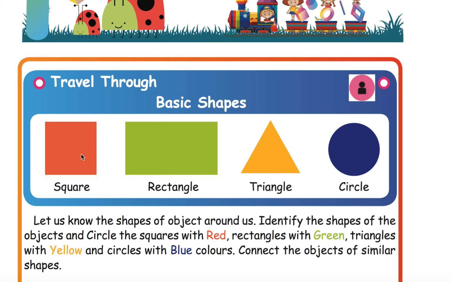You might be knowing what a square is. When length and breadth are equal, then it becomes a square. For a rectangle, length and breadth are not equal. Two sides will be equal, opposite sides will be equal, but length and breadth are not equal. If length and breadth are equal for a rectangle, it becomes a square. Then this is triangle, then this is circle.